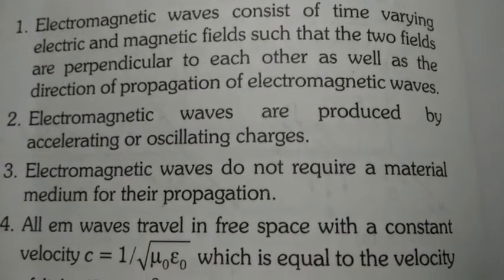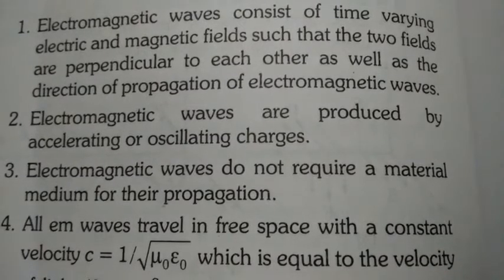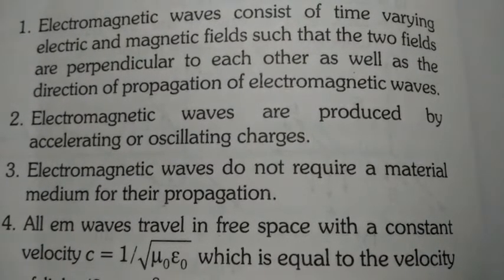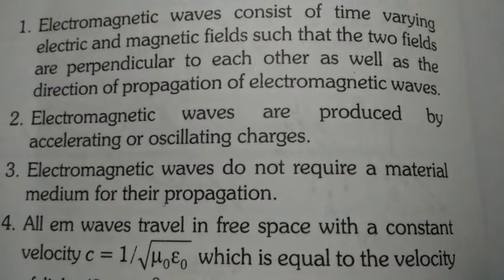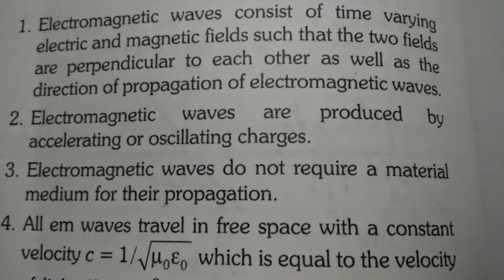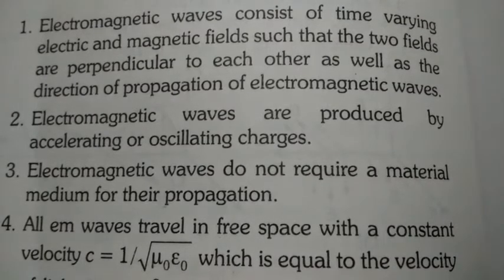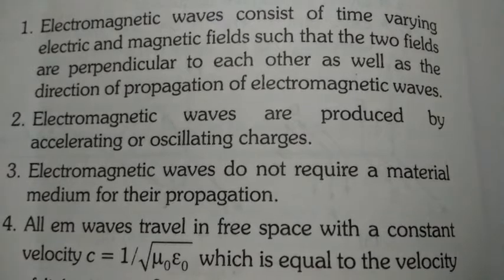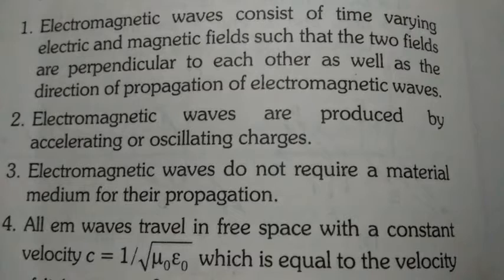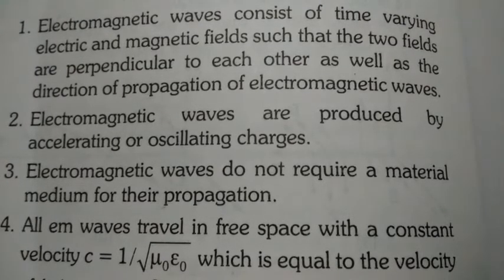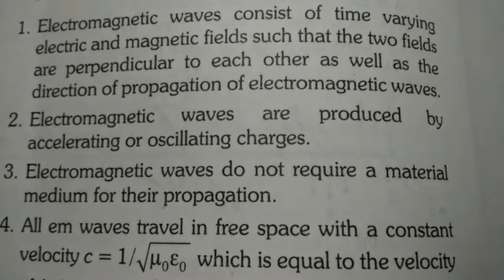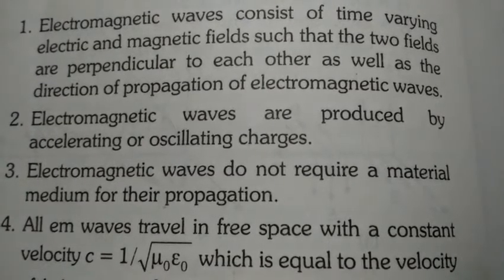Second point, electromagnetic waves are produced by accelerating or oscillating charges. So this second property is actually telling you about the source of EM waves. What is the source of EM waves? They are accelerating or oscillating charges. Okay, EM waves are produced by accelerating or oscillating charges. Third point, electromagnetic waves do not require a material medium for their propagation. So basically they are non-mechanical waves.